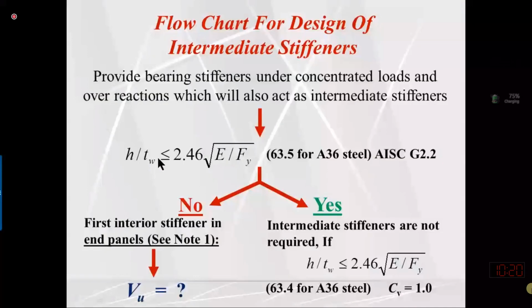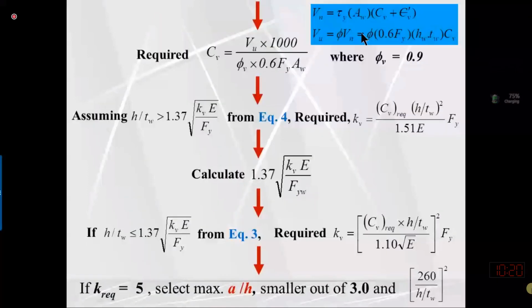So if this condition is satisfied, then the CV value will be equal to 1, and then you can determine the shear capacity by this formula. The CV prime is the capacity contributed by tension field action. If we are not providing intermediate stiffeners, then CV prime will be equal to 0. So you can determine the capacity by this formula.